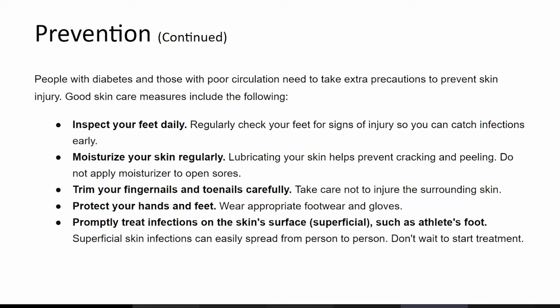Moisturize your skin regularly. Lubricating your skin helps prevent cracking and peeling. Do not apply moisturizer to open sores. Having dry skin is one of the things that could lead to a potential entry of bacteria, so make sure that your skin is good and moist. Trim your fingernails and toenails carefully. Don't scratch yourself, basically. Protect your hands and feet. Wear appropriate footwear and gloves, especially while doing sports or certain activities.